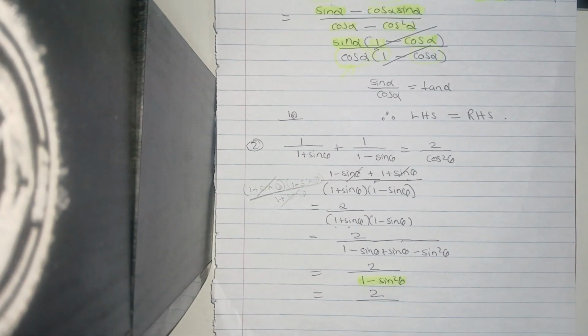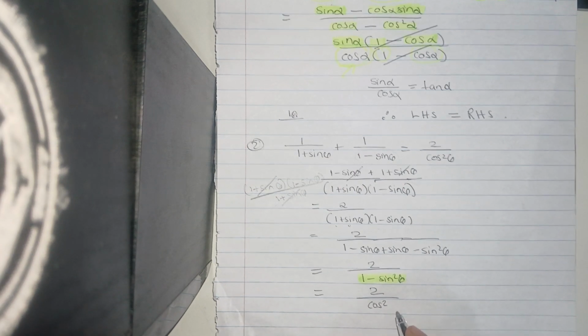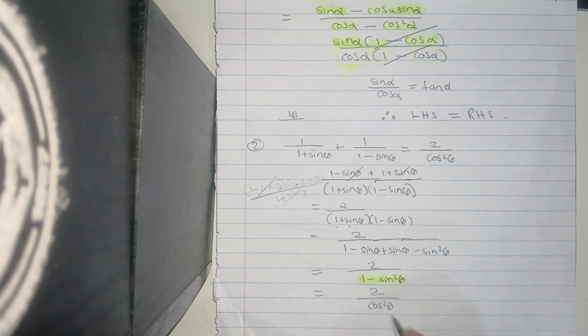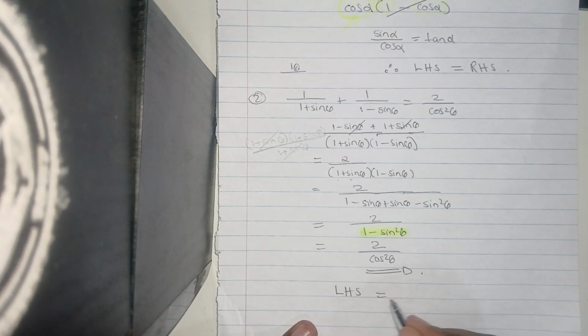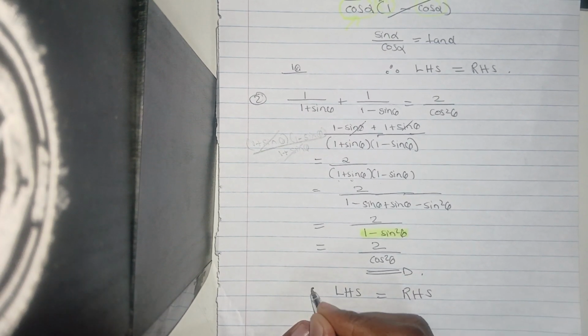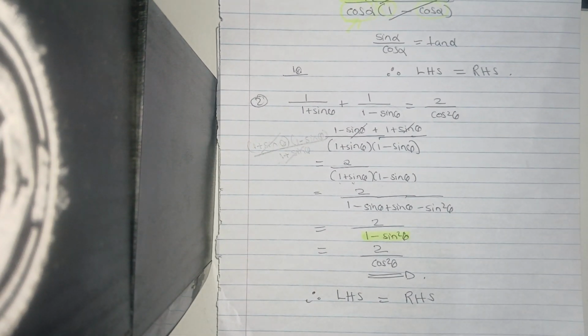So the more you practice, the more you will never forget it. That means it's equal to cos theta. So now this is your final answer. So left hand side is equal to right hand side, right? So that means you tackled it in a very correct way.